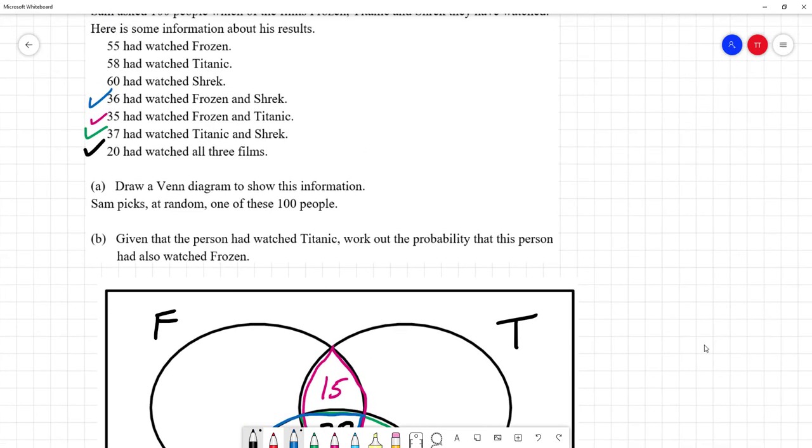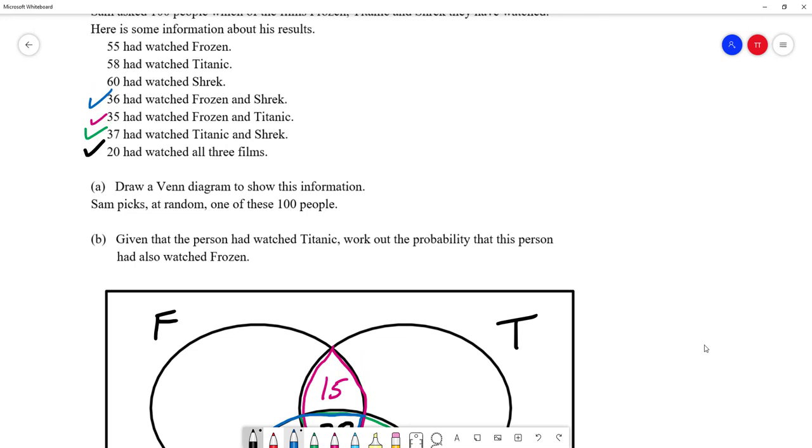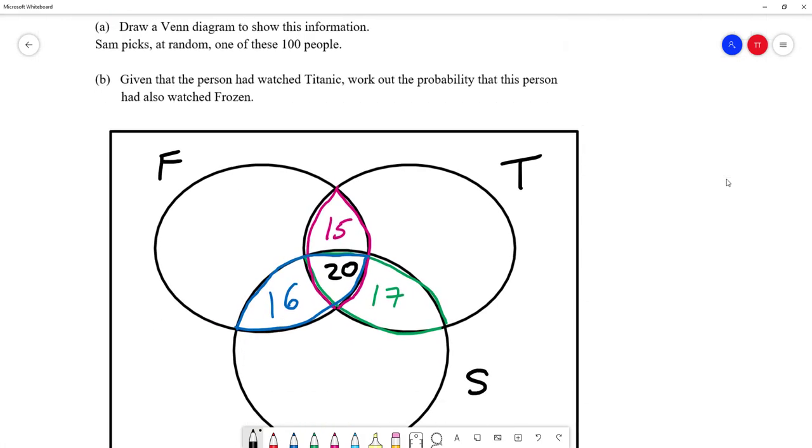Now we can say, right, there were 55 people that watched Frozen. So what we're going to do now is 55 minus all of these intersections for Frozen, which is 15 plus 20 plus 16. And that will give me 4. So the remainder is 4. When you add all of the numbers in the circle of Frozen, you would get 55. Then we're going to do the same for Titanic. So let's go back to the question.